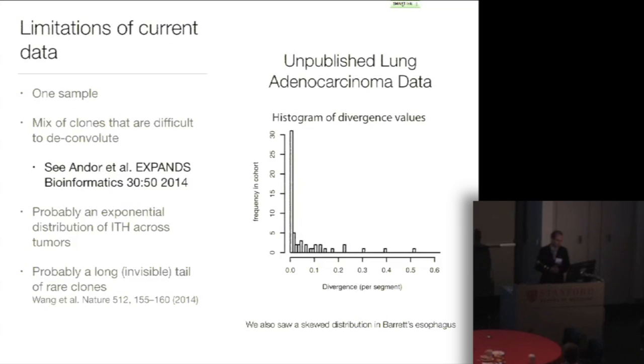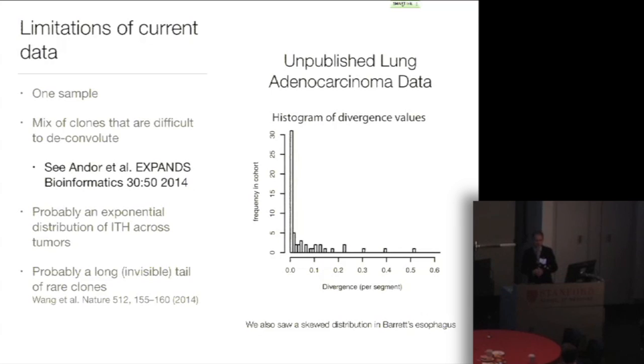So what are the limitations of the current data? Well, I'm sure you're well aware of this. As I mentioned, we typically take one sample from a tumor. That's a mix of clones that are difficult to deconvolute. So Noemi Ender, who's sitting here and has a poster, has one of the best algorithms for trying to deconvolute those subpopulations or subclones, called EXPANDS. We also heard David Haussler talk about his algorithm for doing it yesterday.